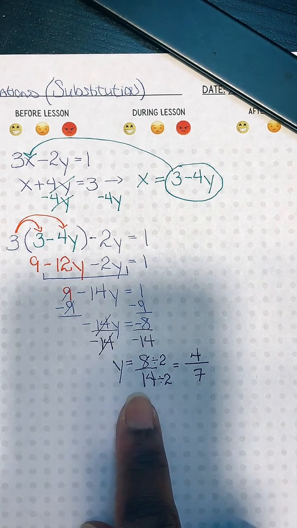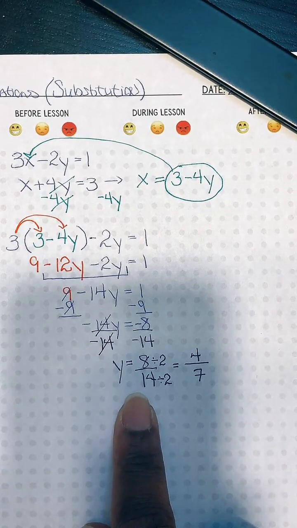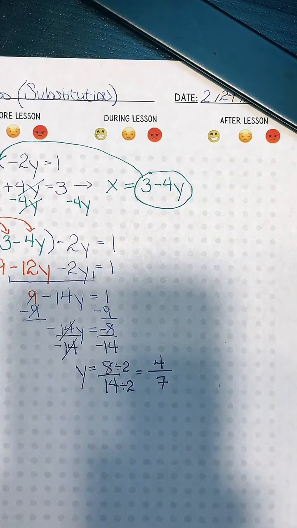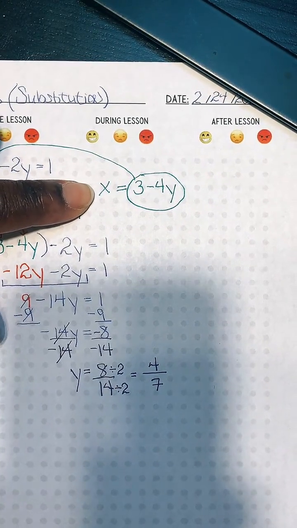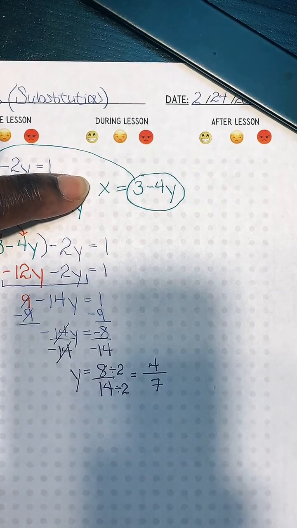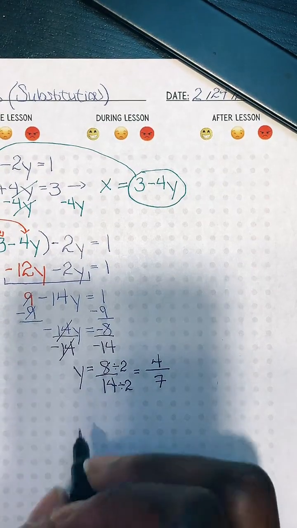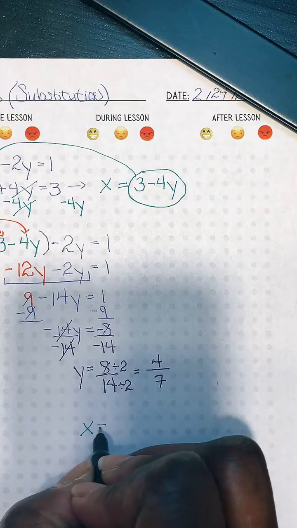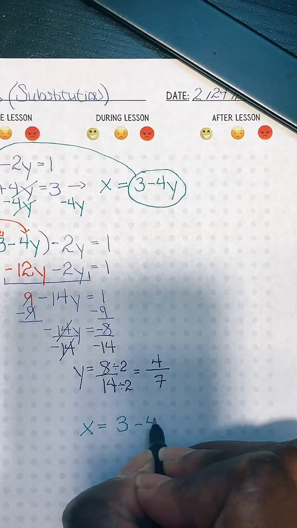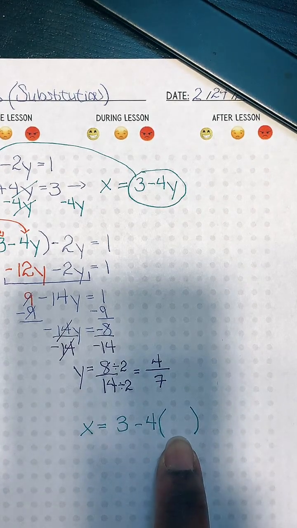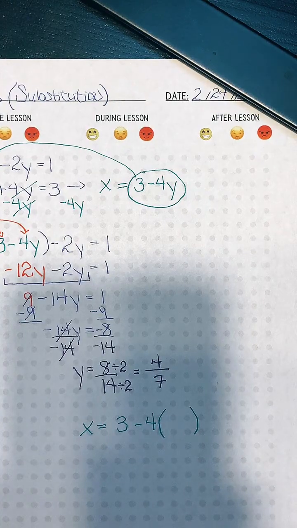All right, so we found the y. Guess what we gotta find now? The x. Since this is already set up for us, it even says x equals, and we need the x. So why not use that equation? I've got my x equals 3 minus 4, and instead of a y, what's taking the place of the y? Yes, Micah. Because we're going to be substituting again.